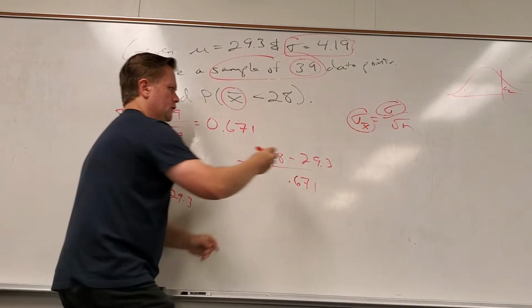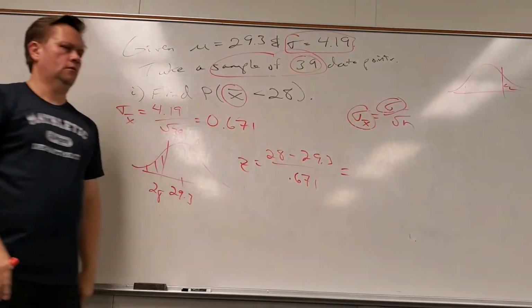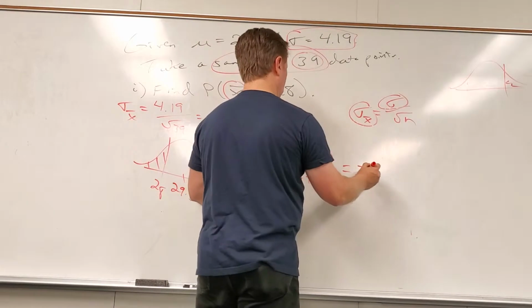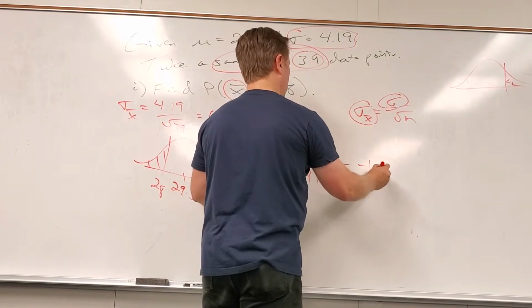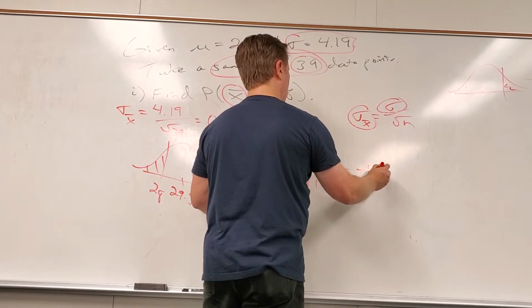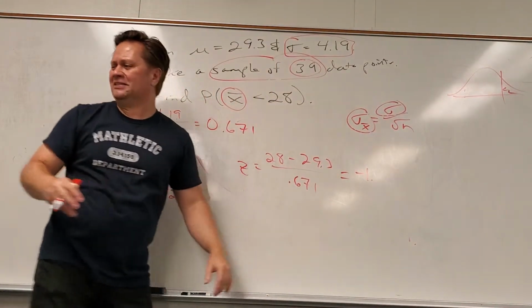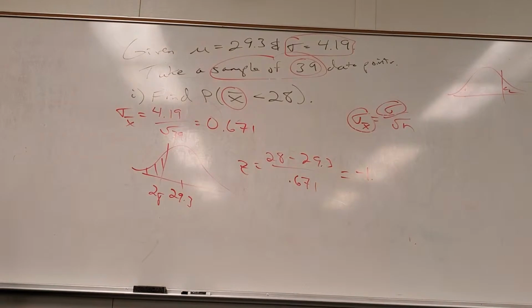And what do you get for the z-score? Negative 1.94.